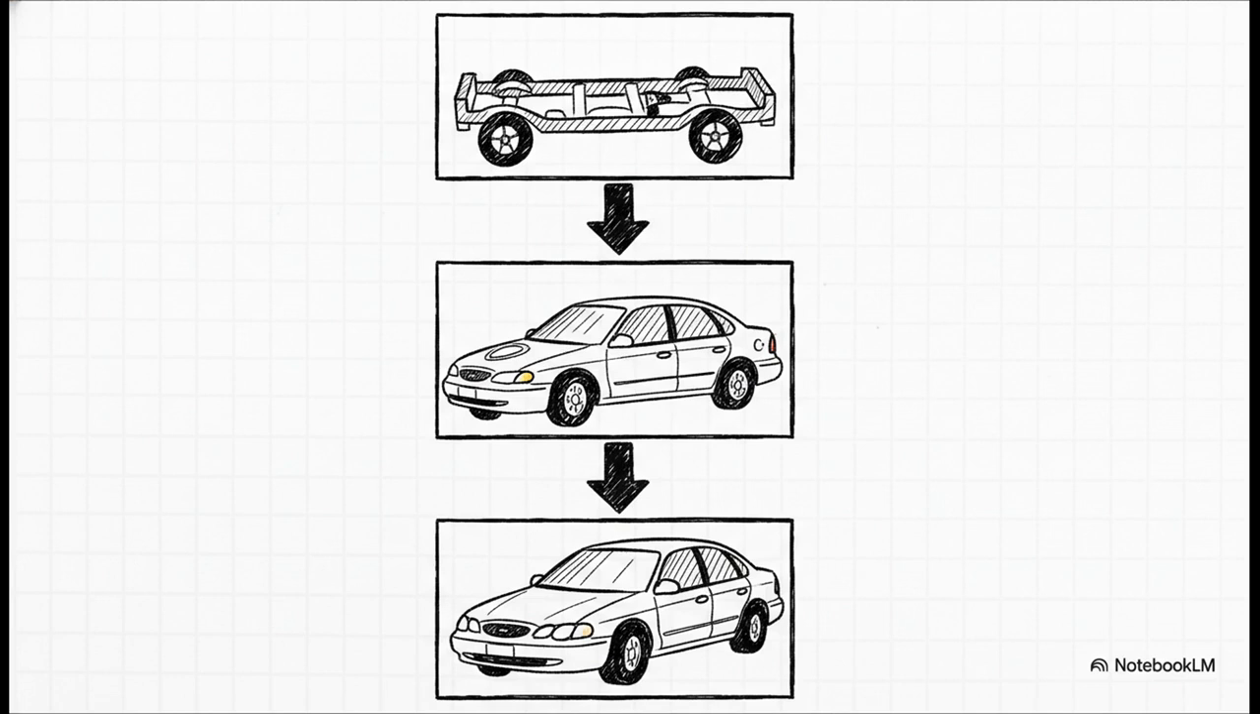Then you can create more specific classes like car or motorcycle that inherit all that stuff from vehicle. A car can then add its own special details like number of doors without ever having to rewrite the basic vehicle code. It's all about reusing code so you don't have to write it over and over again.